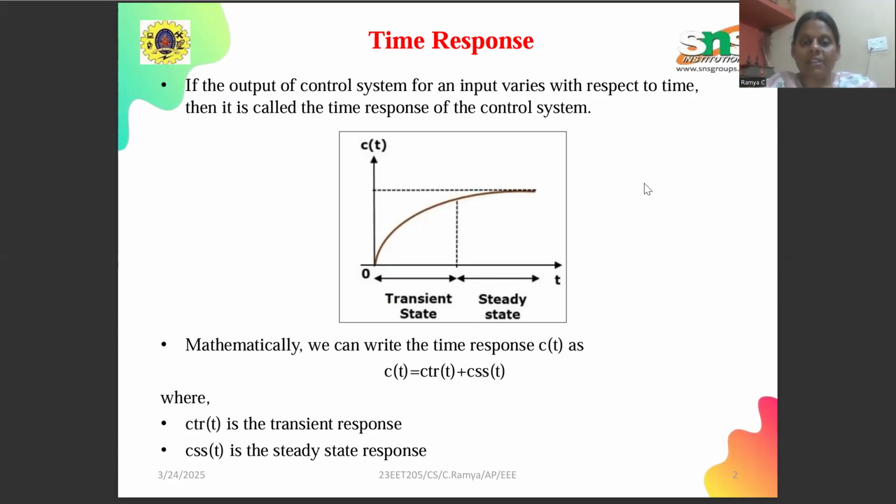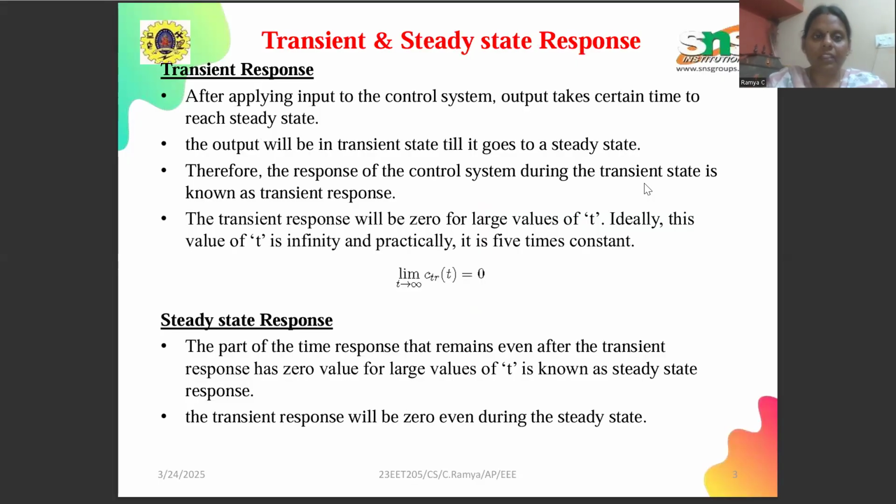And we can express these states mathematically, that is c(t) equal to c_tr(t) plus c_ss(t). Here, c_tr(t) corresponds to the transient response, and c_ss(t) corresponds to the steady state response. So let me explain this transient response as well as the steady state response in detail in this slide.